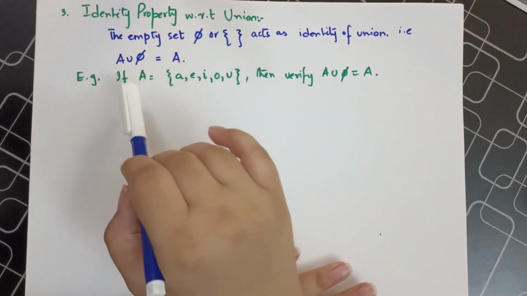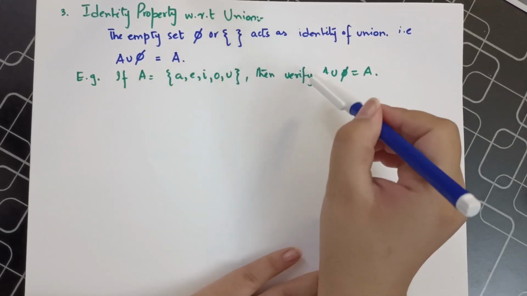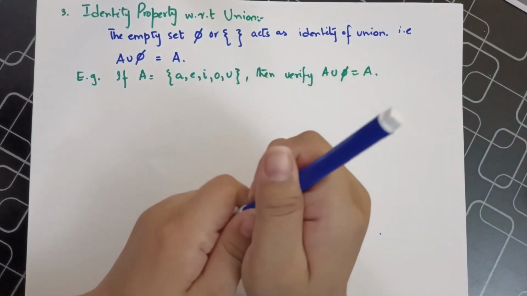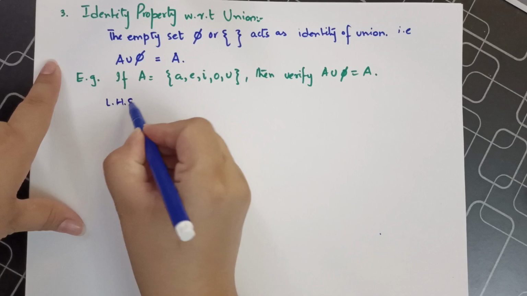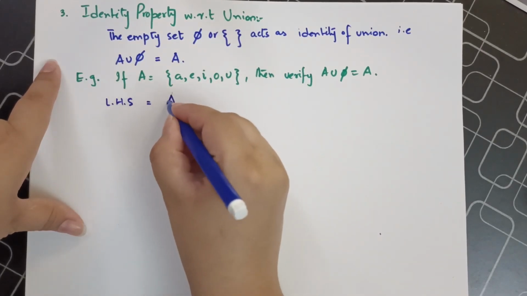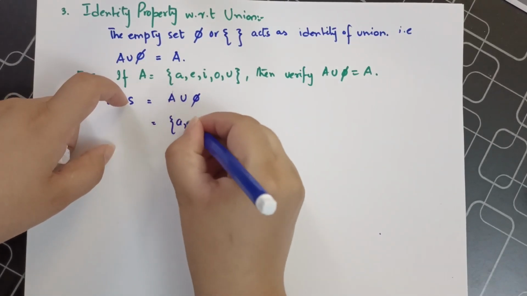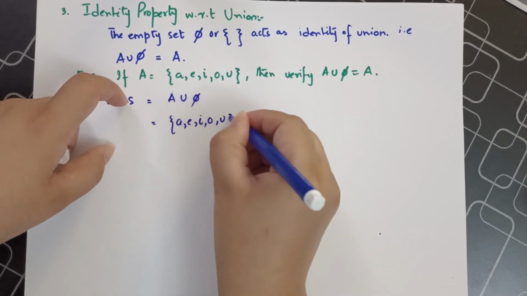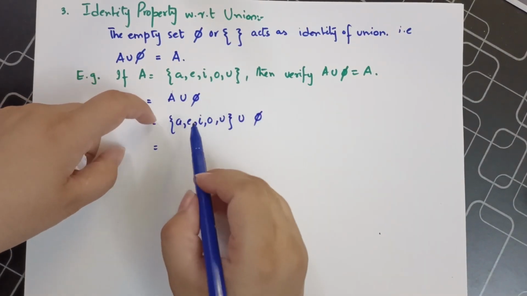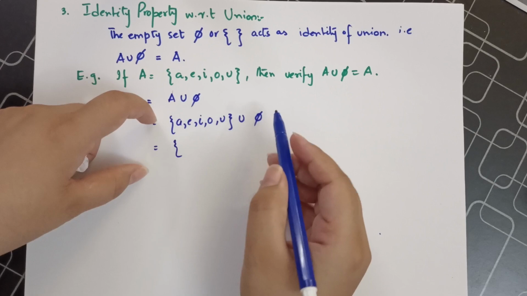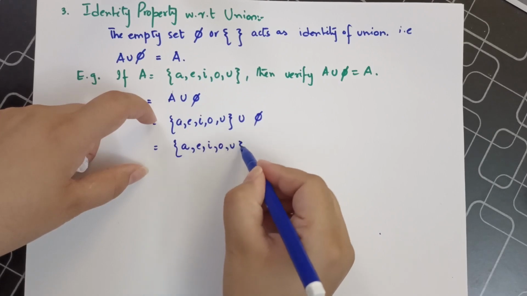Okay. Now, let me explain it with the help of an example. If A is equal to {A, E, I, O, U}, then verify A union phi is equal to A, or A union an empty set is equal to A. Now, here you can see that the left-hand side is equal to A union phi. A is {A, E, I, O, U} union the empty set. And when you combine an empty set with a fuller set, because there is nothing in the empty set, the answer will remain the same: {A, E, I, O, U}.